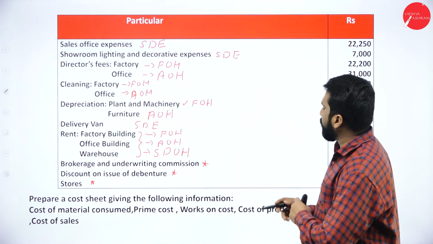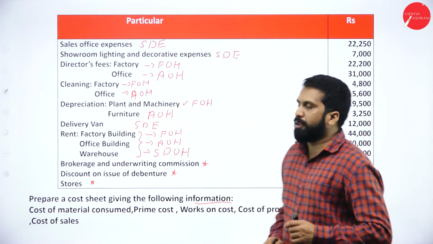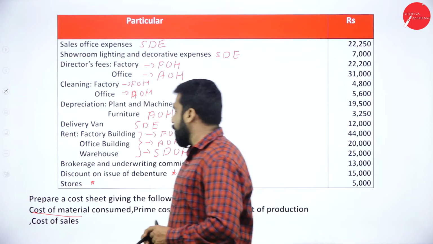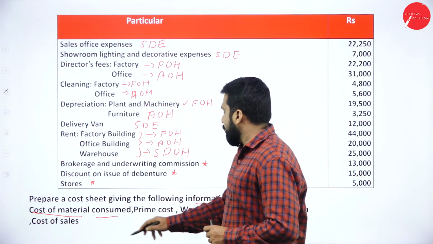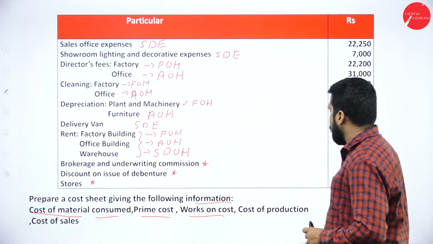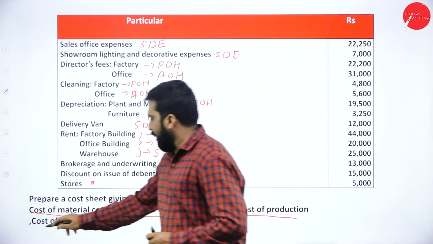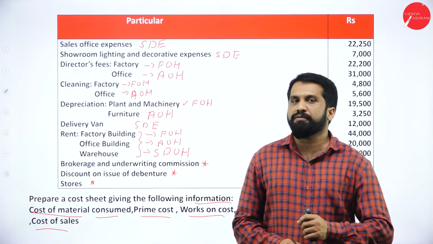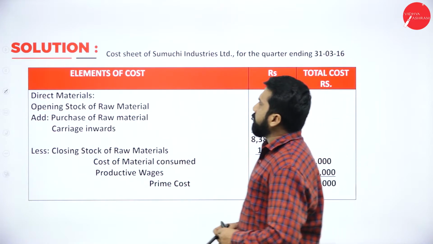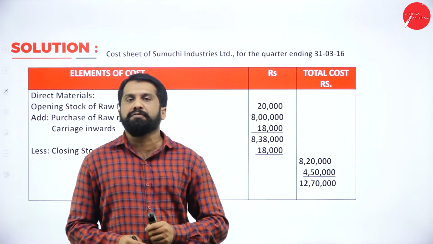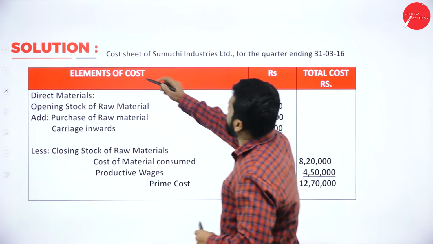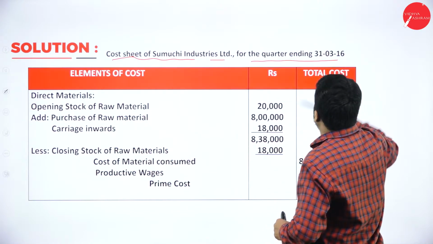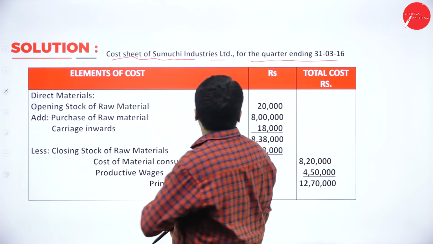Now, prepare a cost sheet giving the following information. Which are the things you need to find out? Very simple. You have to prepare cost of material consumed, prime cost, works cost, as well as cost of production and cost of sales. These are the informations we are supposed to find out. Now, we are in the first part of your solution. This will be your heading: cost sheet of Sumuchi Industry Limited for the quarter ending 31st March 2016.